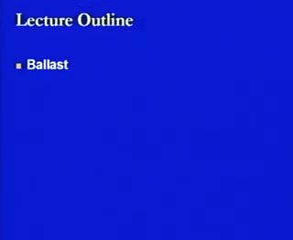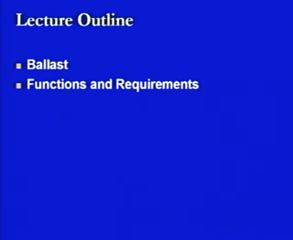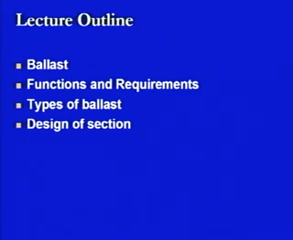In today's lecture, we will be looking at another component of the railway track or permanent way, that is ballast. In the previous lectures, we have already discussed two of the components of a railway track, that is sleepers and rails, and their associated features like creep in rails, the wear or defects in rails, and similarly in the case of sleepers we have talked about the sleeper density. In today's lecture, the outline is ballast, the functions and requirements of a ballast, the types of ballast, and the design of section.